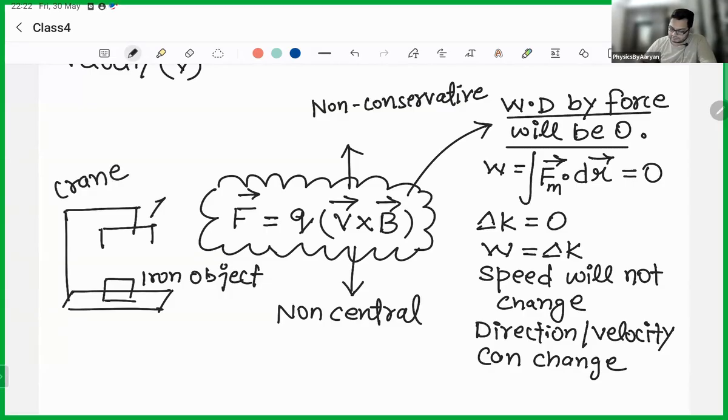And this is a magnet, a huge magnet. This crane with a magnet comes on top of this iron object. As a result, this iron object moves up and gets stuck to it. Right? You must have seen this in industrial work. The crane goes with a magnet, and the magnet pulls everything up.